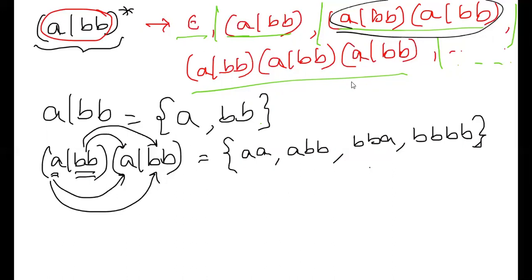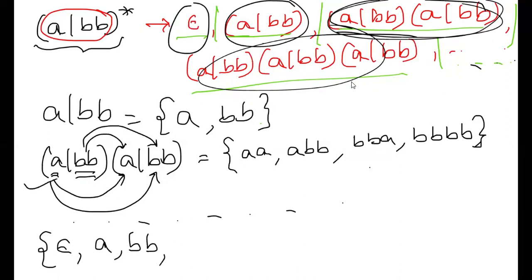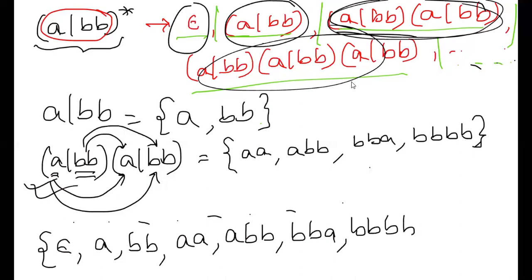So finally, whatever be the number of times you're going to repeat this, the final set would come to be something like this: the union of this and this and this and this and so on. So when we do the union of this, we can write it like this: epsilon. From this one comes A, BB. From the second one, we get AA, ABB, BBA, BBBB, and so on.